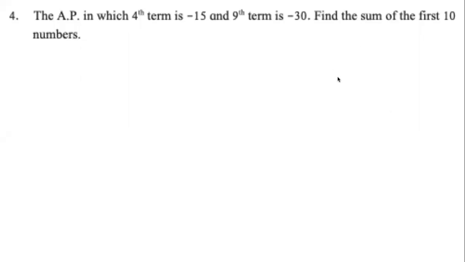Next question, which is question number 4 of practice problem set 3. It reads, the AP in which fourth term is minus 15 and ninth term is minus 30. So there is an AP, bad English, but what we need to understand is there is an AP in which the fourth term is minus 15 and ninth term is minus 30. Find the sum of first 10 numbers, first 10 terms. Very, very bad English, badly written. There is an AP in which the fourth term is minus 15, ninth term is minus 30, and we have to find the sum of first 10 terms.